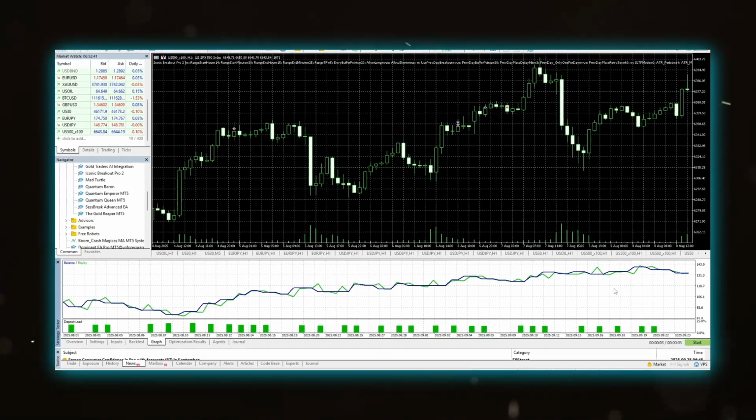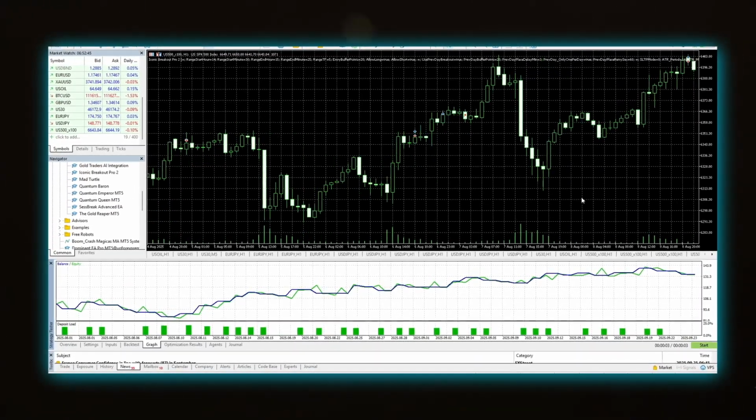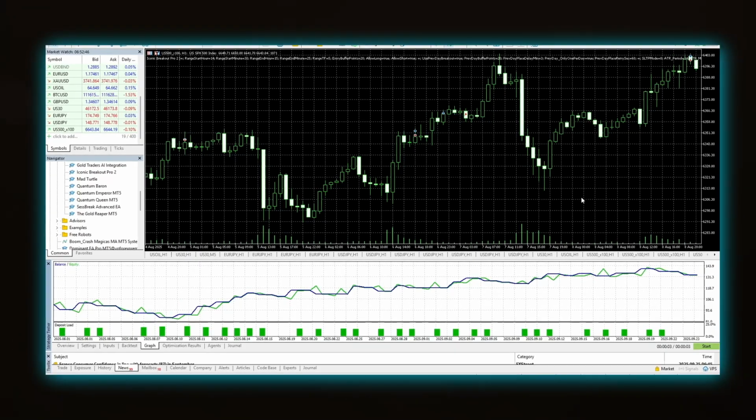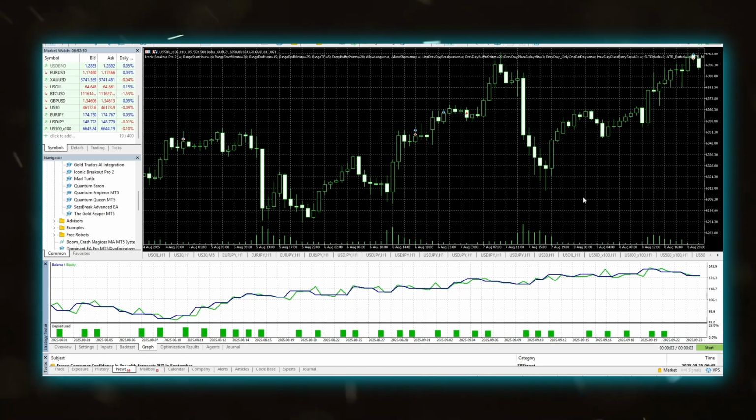Here we see the EA actively trading in real time. It executes breakout trades based on the previous day's high and low levels, managing risk with stop-loss automation. The result? Consistent profits with minimal risk exposure.